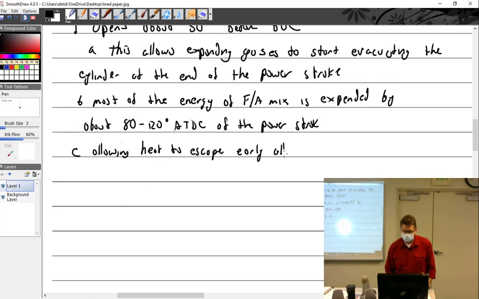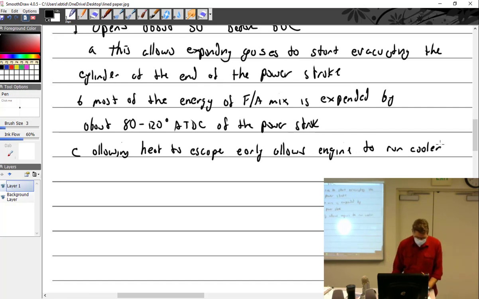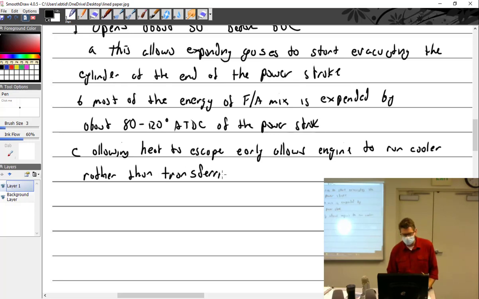Early allows engine to run cooler, rather than transferring heat to the cylinder. Heat to cylinder walls, piston, and valves.